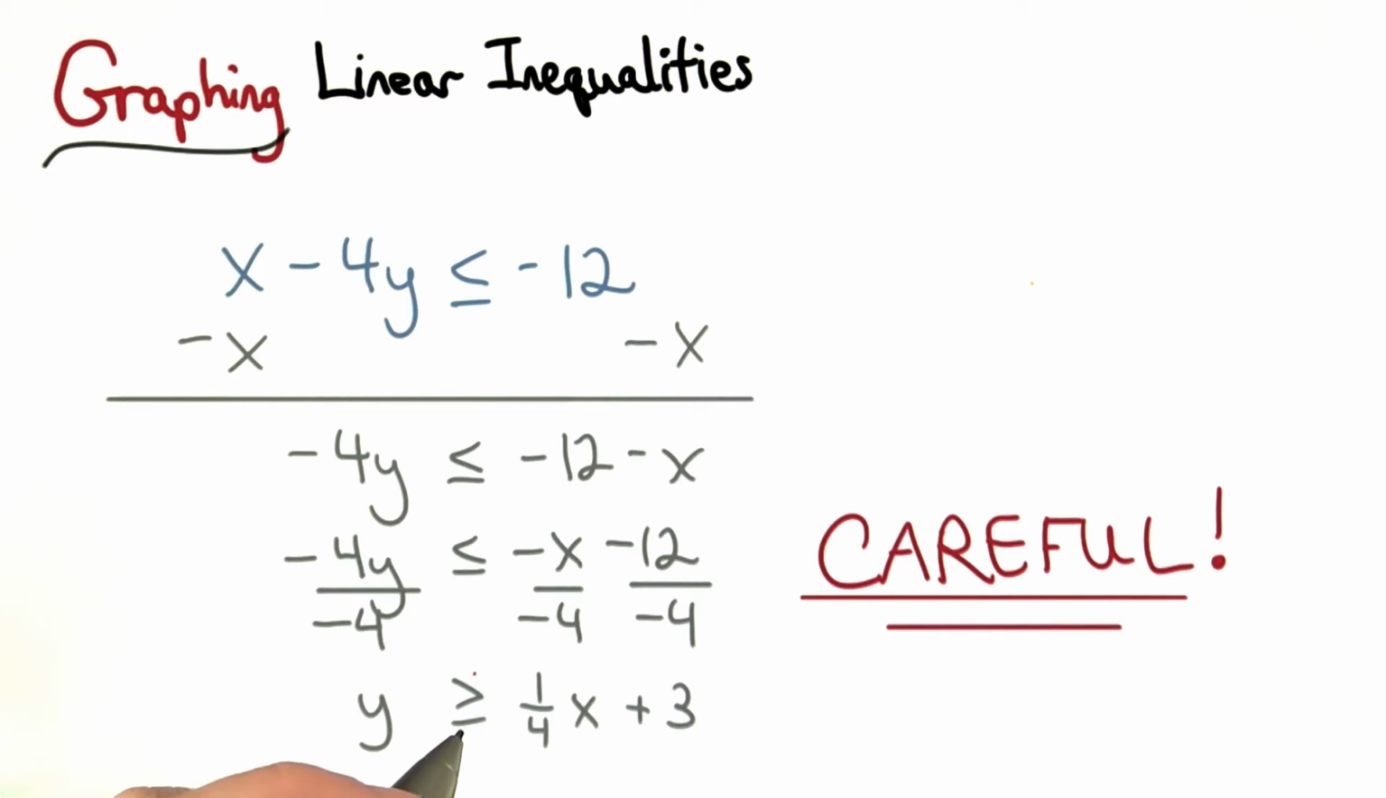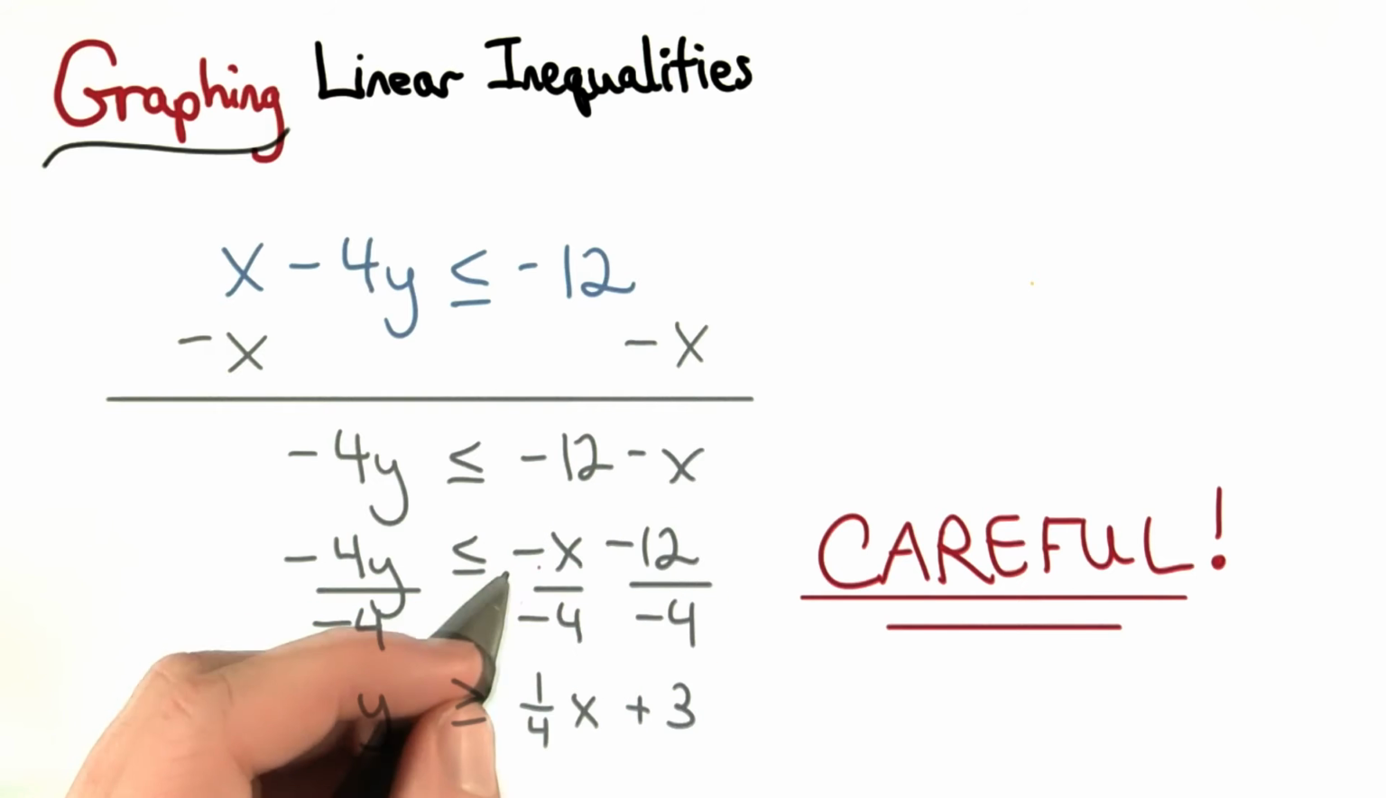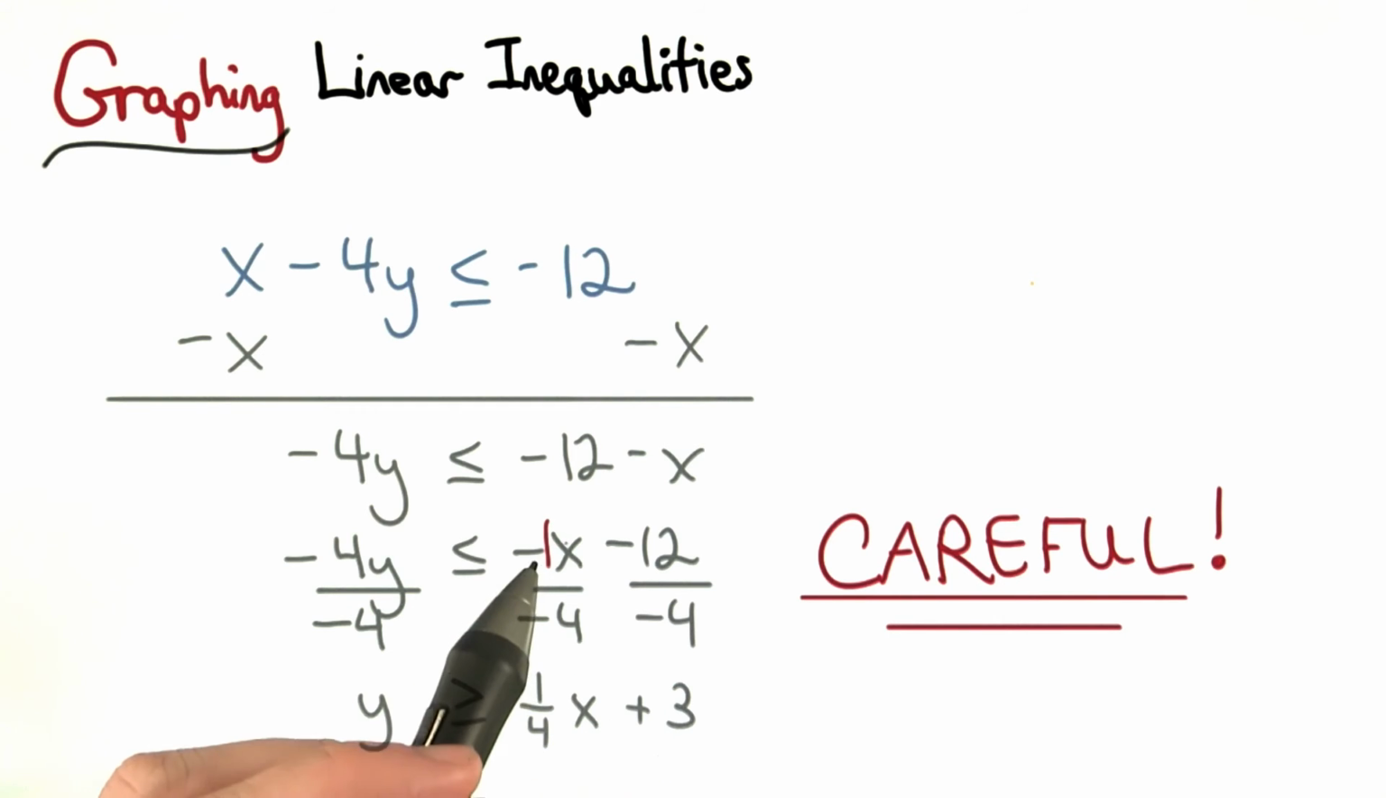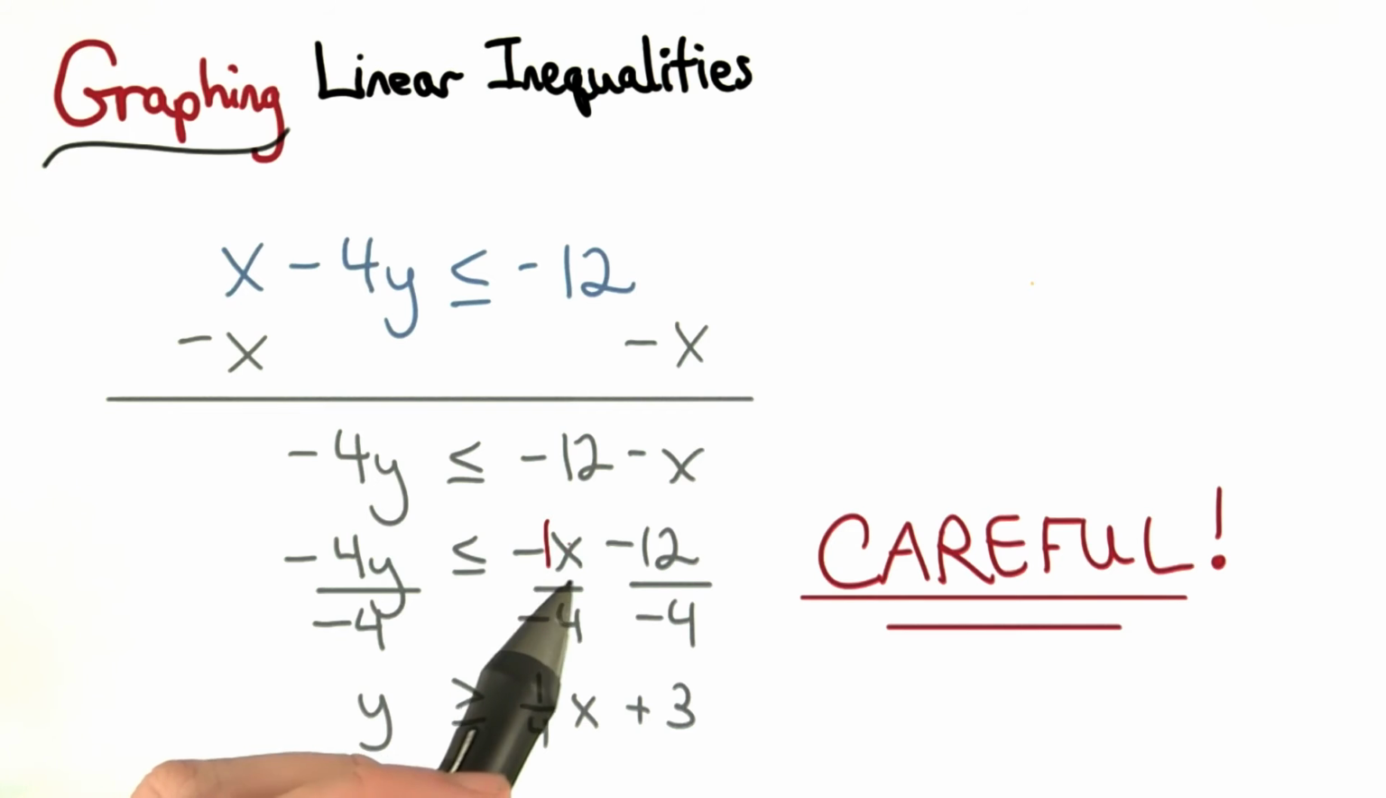The other thing we want to watch out for are the negatives on the other side. A negative divided by a negative makes a positive, and the same is true here. So we're left with y is greater than or equal to 1/4 x plus 3. And don't forget about that 1 as the coefficient in front of x. That's how we can get positive 1/4.